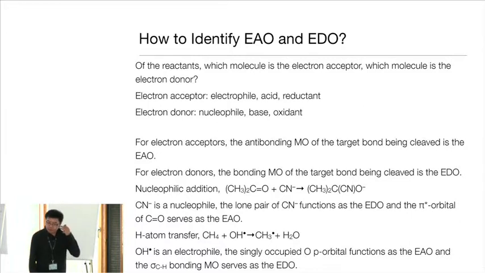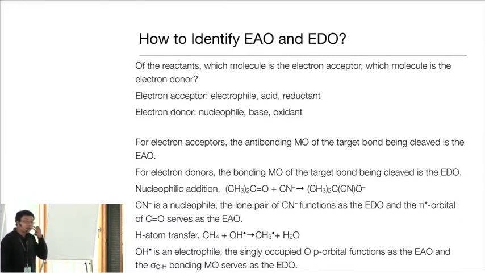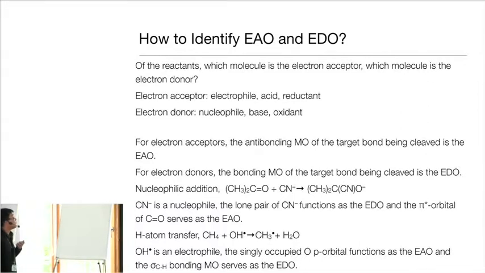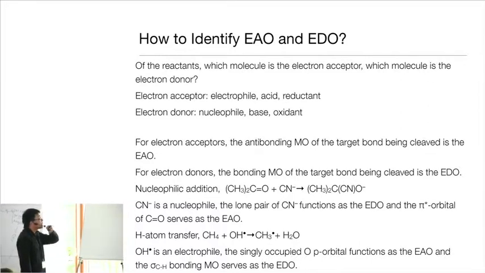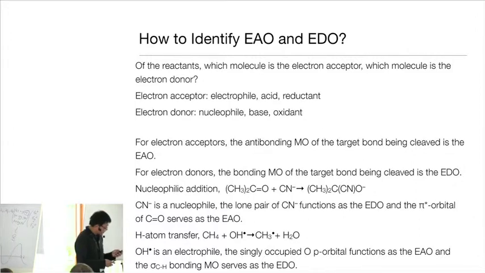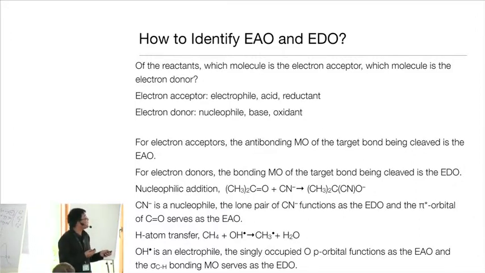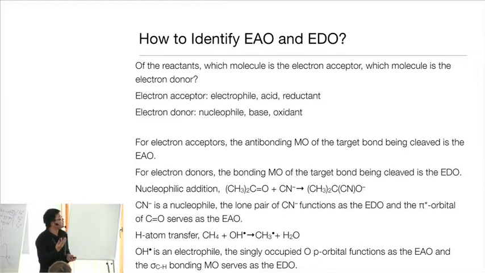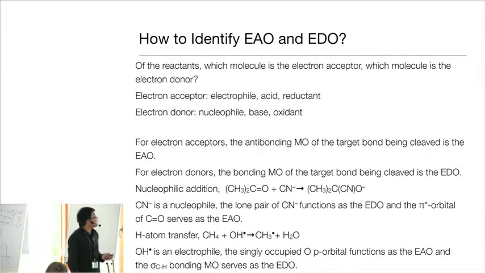Following this idea, we need to find the players of our reaction. To answer this question, we need to first understand the reaction at the molecular level, and then go to the orbital level. First, you need to identify in your reaction which molecule gets reduced and which gets oxidized, which one is the electron acceptor and which is the electron donor. In most cases, we believe that electrophile, acid, and oxidant are electron acceptors, and nucleophile, base, and reductant are electron donors.